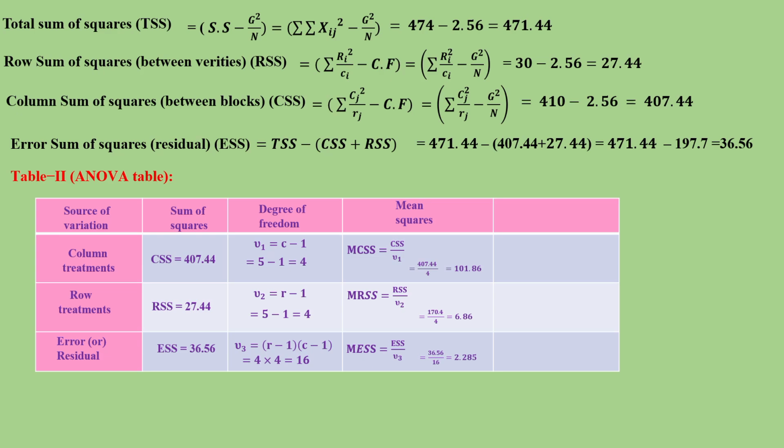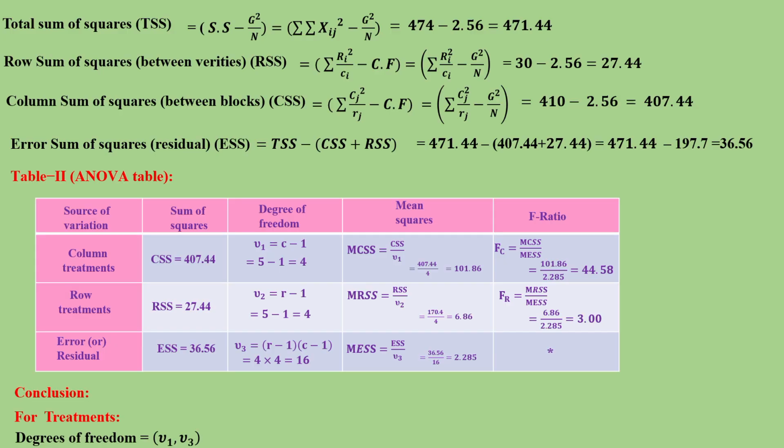Then the F ratio for column. MCSS is more than MESS, so that is in the numerator, and MESS in the denominator. So you will get 44.58. Similarly for the row, FR: MRSS is more than MESS, so write MRSS in the numerator and MESS in the denominator. You will get 3. Next, conclusion.